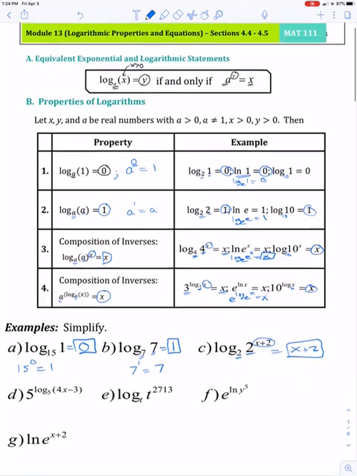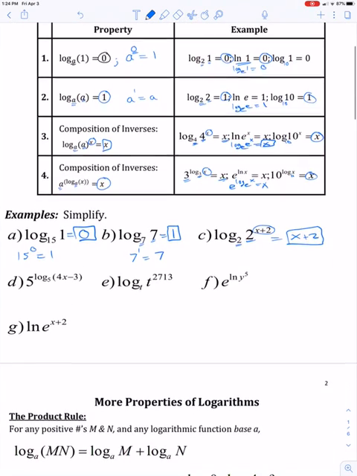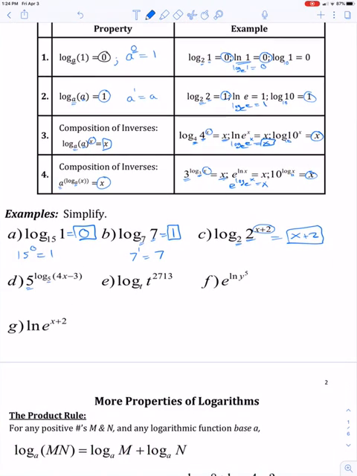How about example D? We've got 5 to the log base 5. These are identical, so it simplifies to 4x minus 3, right? They wash out. All that's left is what you're taking the log of. Same base rule here in E. Log base t of t. Well, it simplifies to 27/13. They wash out. That's all that's left.